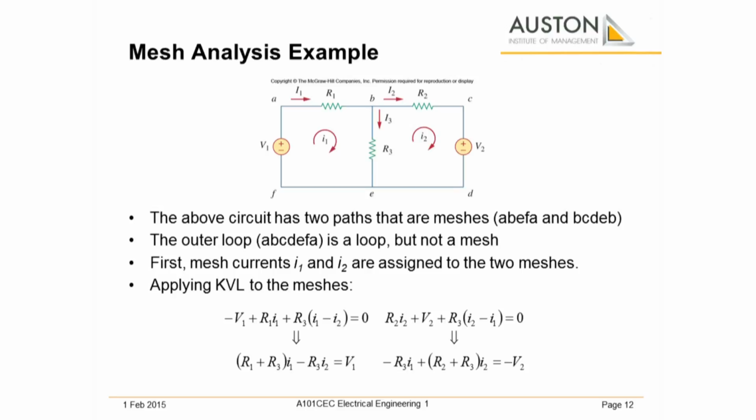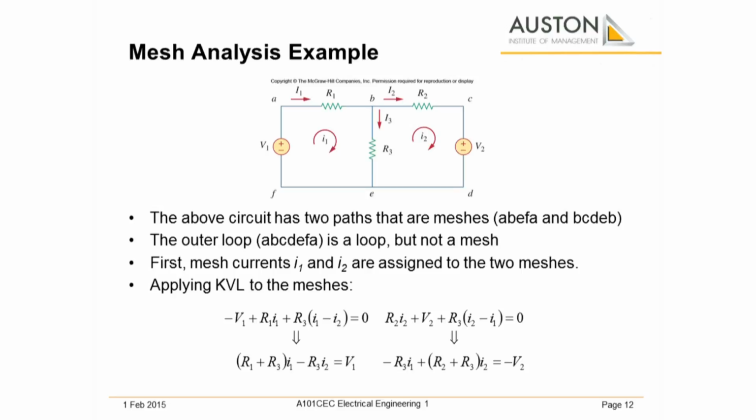Now why is it that V1 is negative and then the voltage drop across R1 is positive and the voltage drop across R3 is positive? Since I have said earlier that current will enter the positive side of a resistor. The positive side of the resistor is connected to the positive side of the voltage source V1. Thus, they are subtracted.